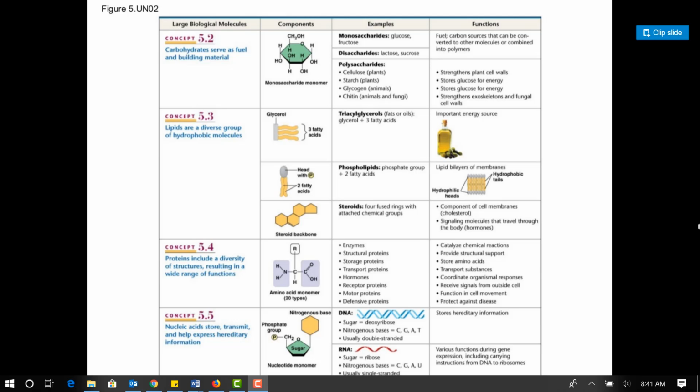These tend to be solid at room temperature. These tend to be liquid at room temperature. So saturated fats tend to be solid at room temperature. What are some fats that are solid at room temperature? Butter, right? And what's a fat that is liquid at room temperature? Oil, like vegetable oils, coconut oil. Animal fats tend to be saturated fats and solid at room temperature.